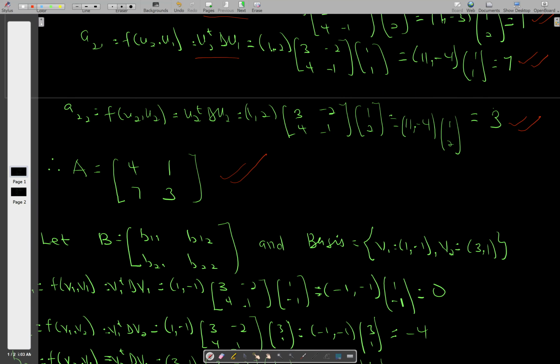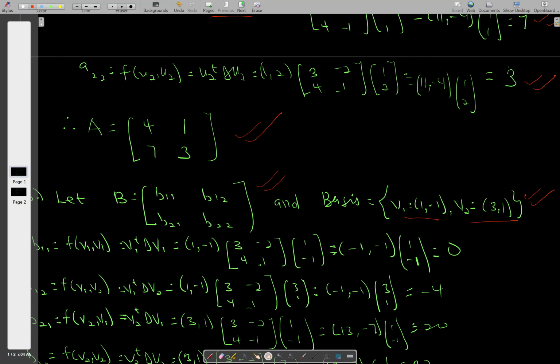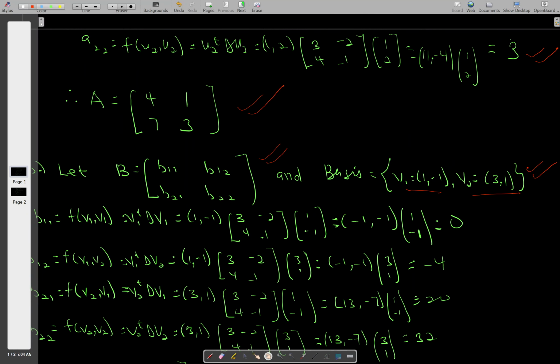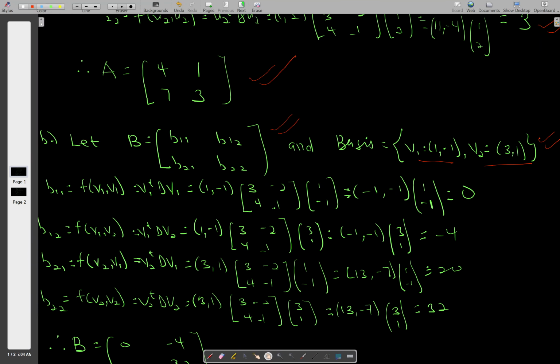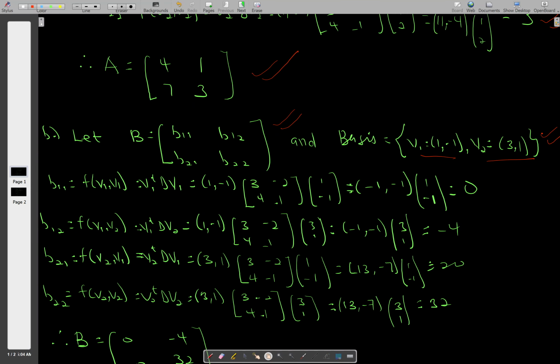So matrix B is unknown, so we can let matrix B be this matrix, which contains 4 elements: B11, B12, B21, B22. And this is our basis V1 and V2. Now we find the values of each of the elements of the matrix B. We find B11, and we solve for B12, B21, and B22.